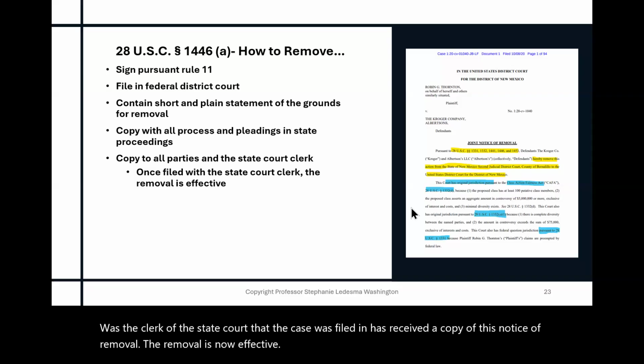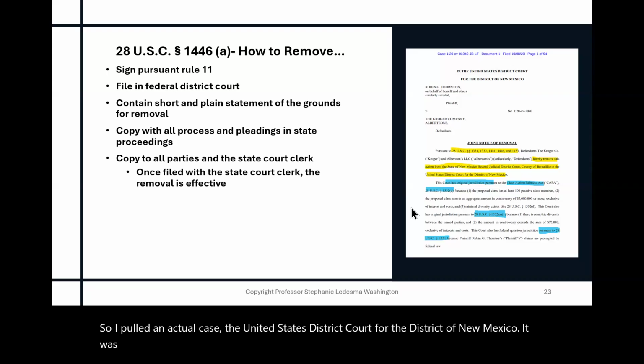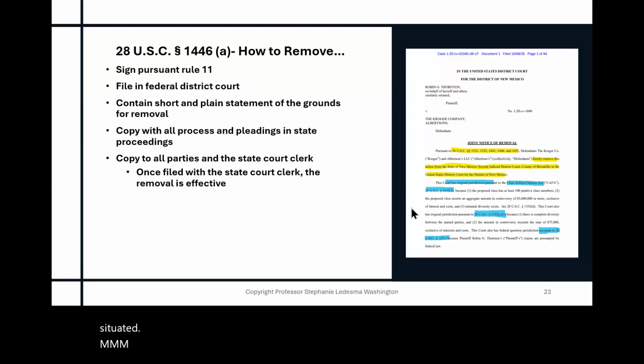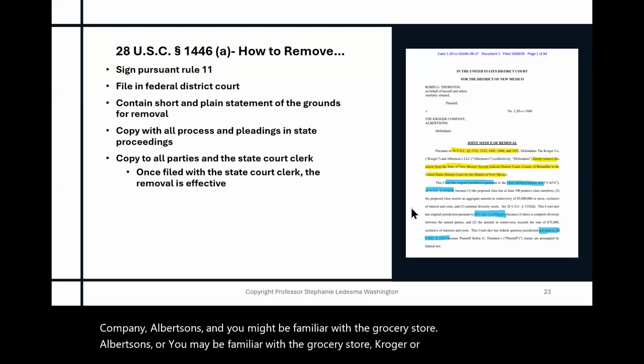So I pulled an actual case, the United States District Court for the District of New Mexico. It was filed October 2020. Looks like Robin G. Thornton on behalf of herself and others similarly situated. Sounds like a class action, similarly situated, right? But unnamed, right? Versus the Kroger Company Albertsons. And you might be familiar with the grocery store Albertsons, or you may be familiar with the grocery store Kroger, or you may be familiar with them all.